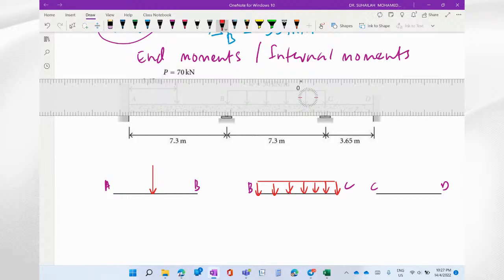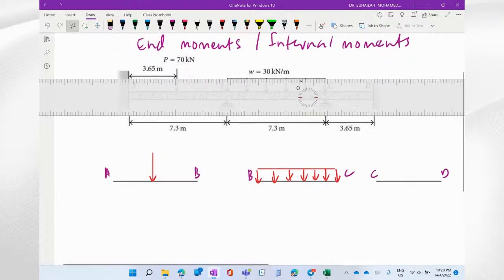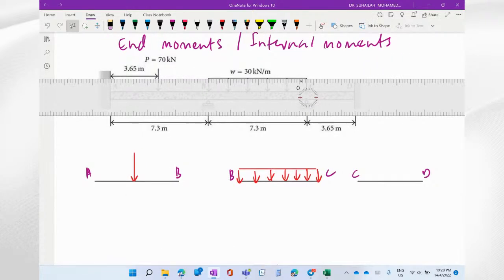So these three members have in total 6 end moments: A and B for member AB, B and C for member BC, and C and D for member CD. So what about joints? But before that, by looking at this beam, the free body diagram for one by one members, AB, BC, CD.